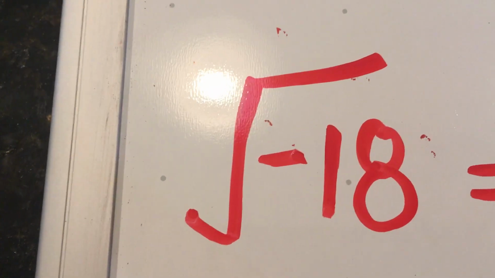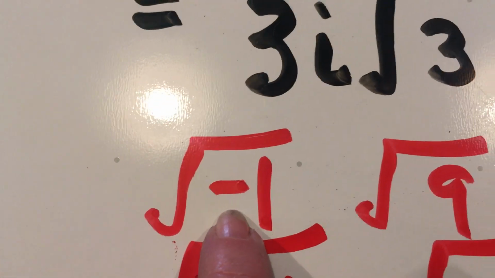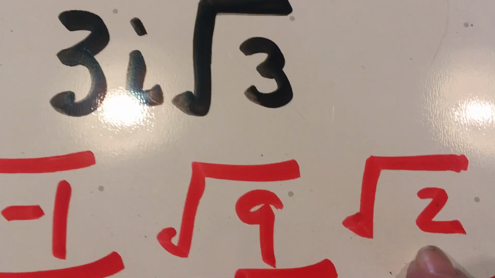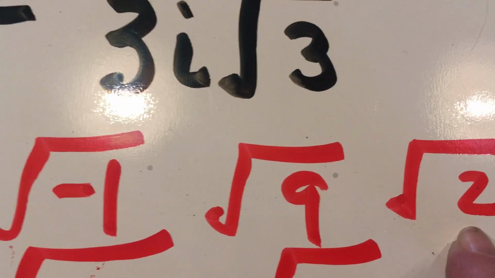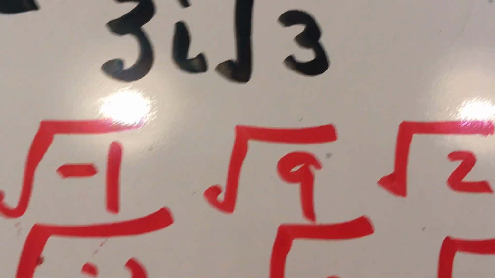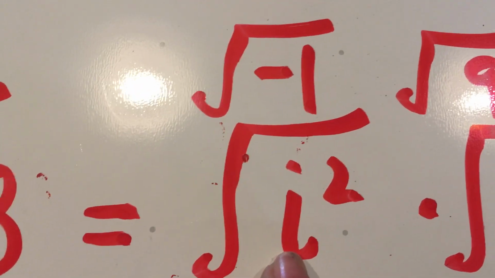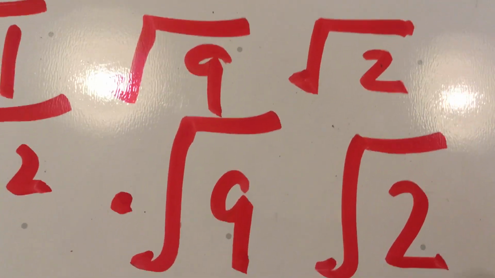Next sample, we have the square root of -18. So we're going to break that down into the square root of -1 times the square root of 9 times the square root of 2. Remember, we're always looking for perfect square factors. We could go 6 and 3, but that's going to cause us more work. We want to go with perfect square factors if we have them. -1 becomes I squared, so we have the square root of I squared times the square root of 9 times the square root of 2.